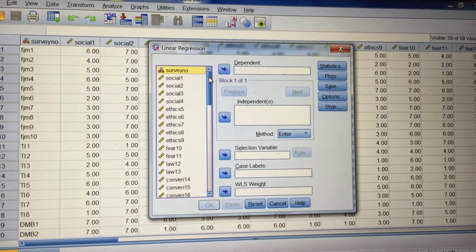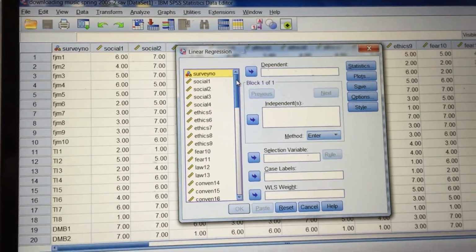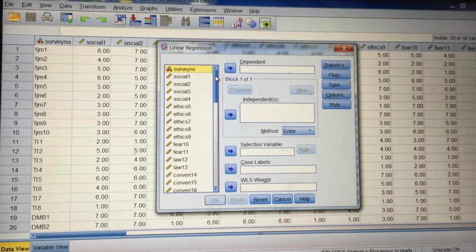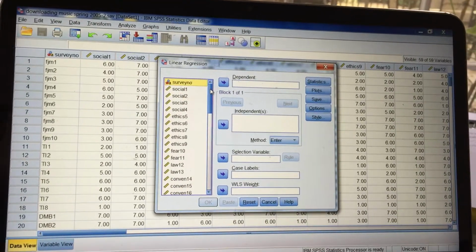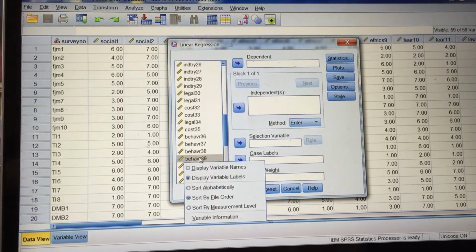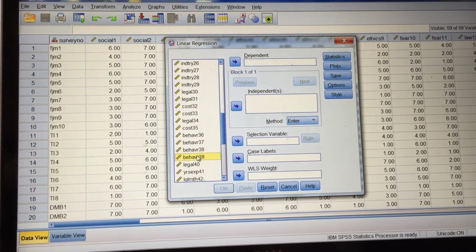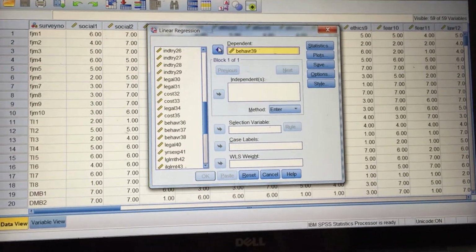So what I want to be able to predict is what are those factors that correlate or are associated with people who plan to continue to download music illegally in the future. So I'm going to go down to behavior 39, and I'm going to use that as my dependent variable. And I'm just highlighting it and then moving it into the dependent variable.